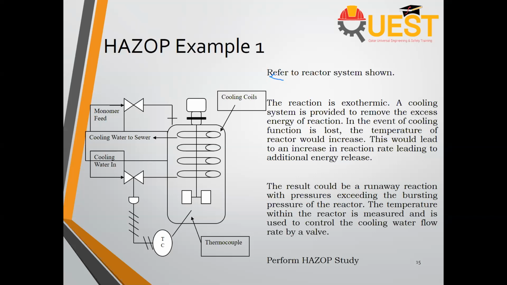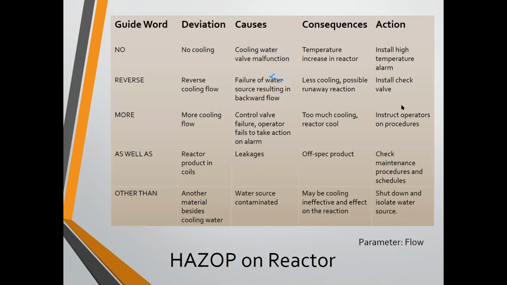In the event the cooling function is lost, the temperature of the reactor would increase. This would lead to an increase in reaction rate, leading to additional energy release. The result could be a runaway reaction with pressures exceeding the bursting pressure of the reactor. The temperature within the reactor is measured and is used to control the cooling water flow rate by a valve. So how can we apply HAZOP on this example? First of all, as discussed earlier, we'll try to compile the guide words. We'll try to compile the parameters, and we'll try to solve them one by one. So we have the guide word.